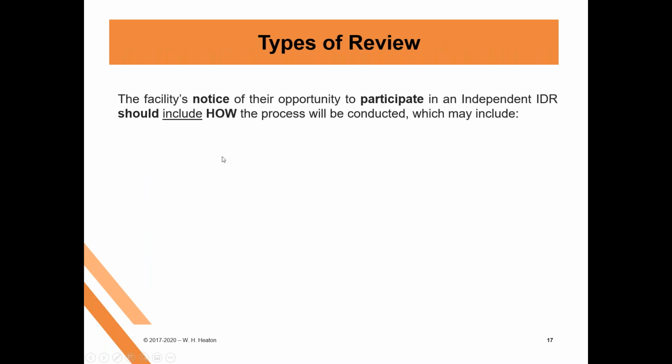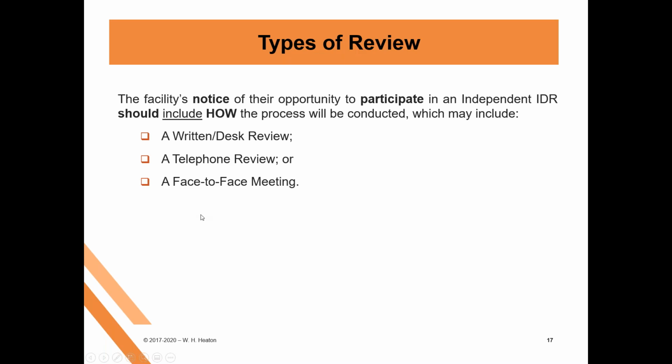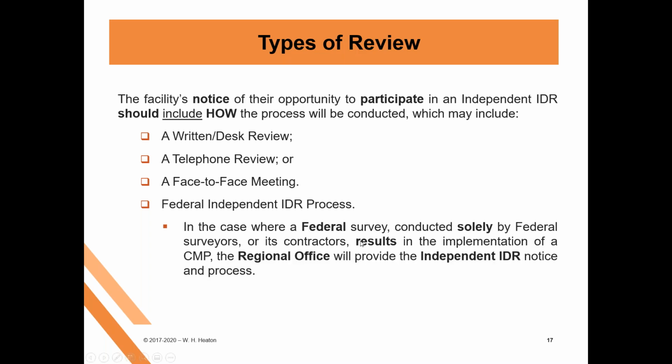The types of review. There's three types that you can have. You can have a written desk review, a telephone review, or a face-to-face meeting. You can have a federal independent IDR process. This is different from the state independent IDR process. In the case where a federal survey conducted solely by federal surveyors or its contractors results in the implementation of a CMP, the regional office will provide the independent IDR notice and process. And that goes back to tag F884.